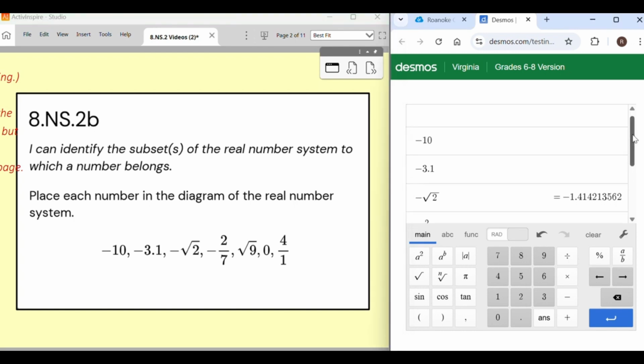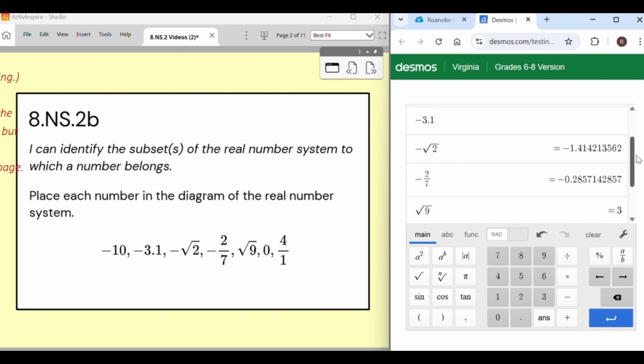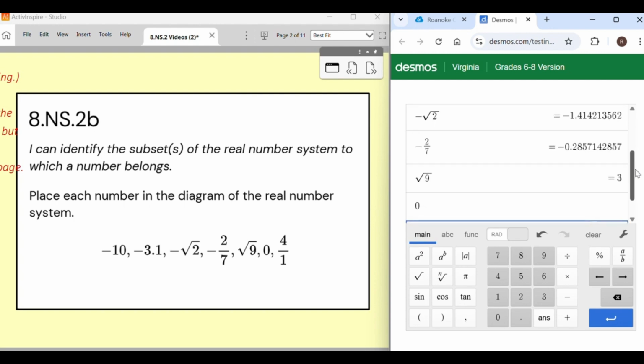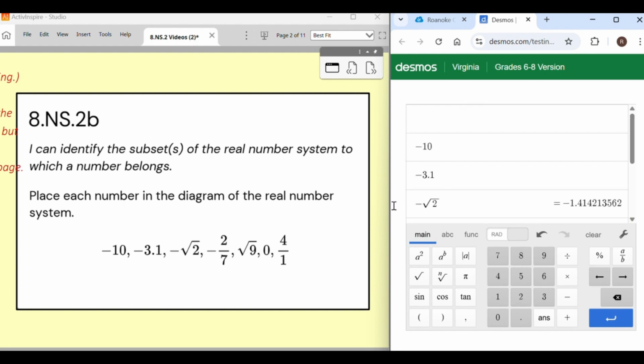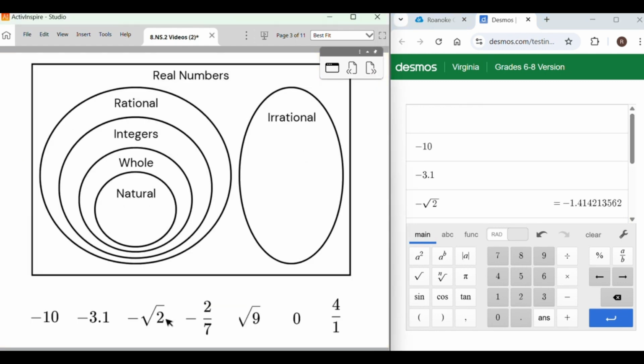Negative 10 doesn't change. Negative 3.1 doesn't change. Negative square root of 2 definitely changes. Negative 2 over 7. Square root of 9 also changes. 0 and 4 over 1 becomes 4. So let's go to the next page and see if we can move them into the diagram.